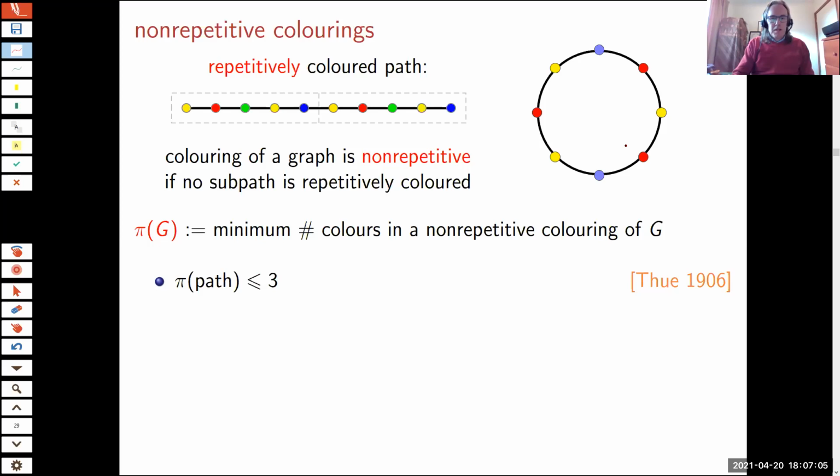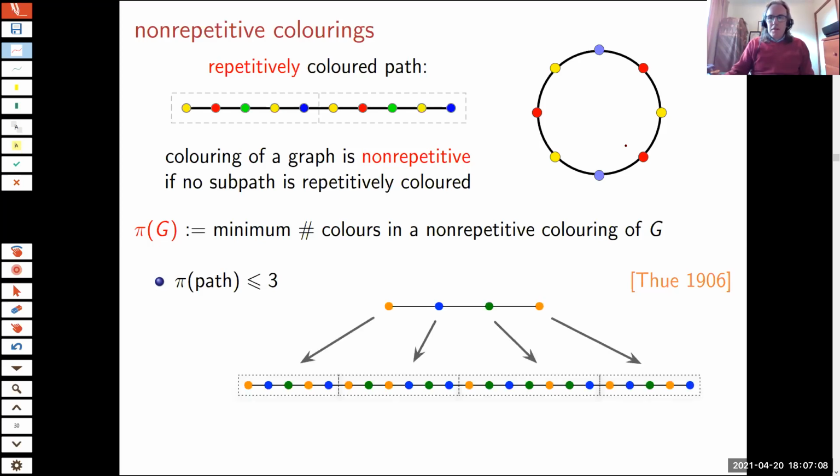But the proof of Thue is absolutely gorgeous, because he showed that if you start with any non-repetitively colored path, this orange, blue, green, orange one, and you just take this replacement rule. You replace each orange vertex by this subpath, and then a similar rule for blues and greens, then you can prove, and it's not difficult, that the new coloring is non-repetitive. And so you just keep applying this replacement rule again and again, and you get an arbitrarily long, non-repetitively colored path.